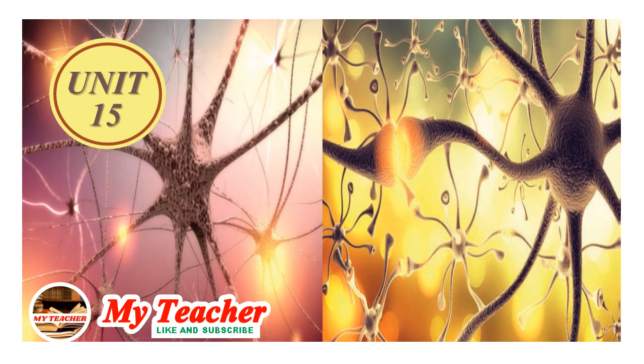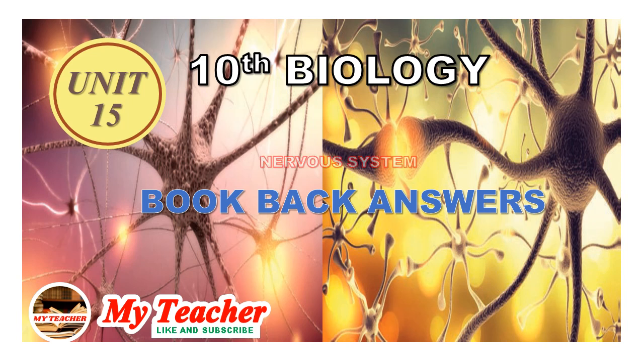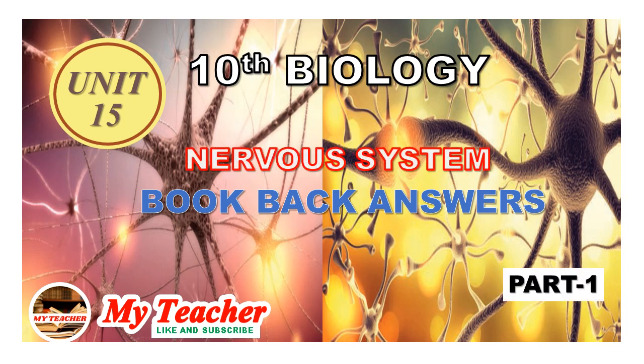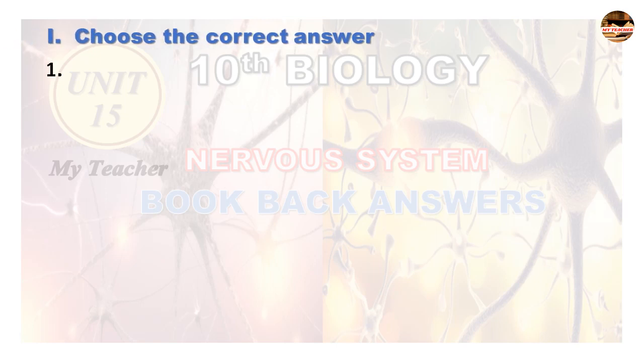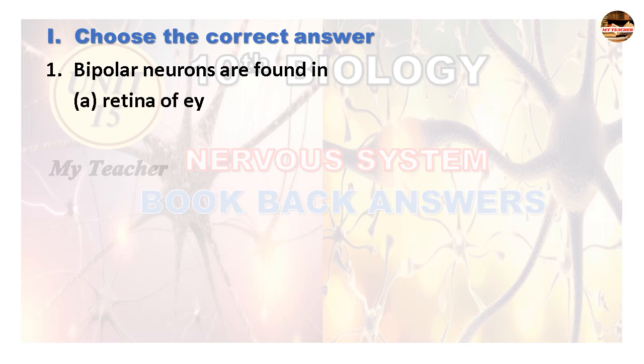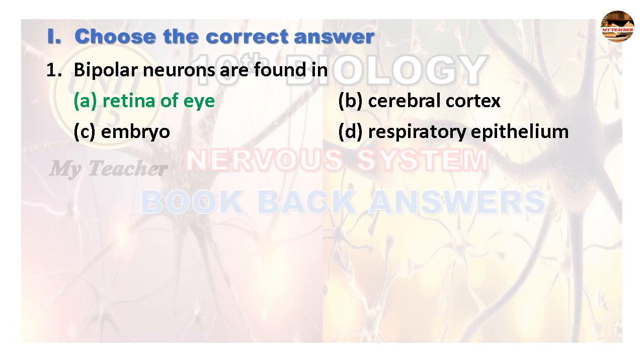In this video, I am going to explain the book back answers of Unit 50 in 10th Biology, Nervous System. Choose the correct answer. First one, bipolar neurons are found in retina of eye, cerebral cortex, embryo, respiratory epithelium. Correct answer is retina of eye.